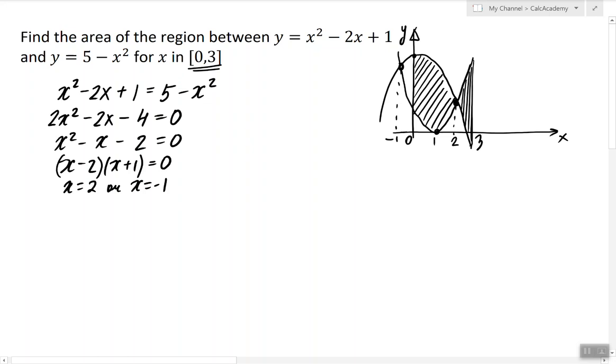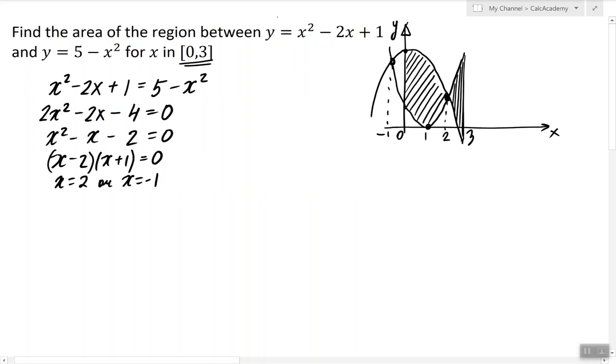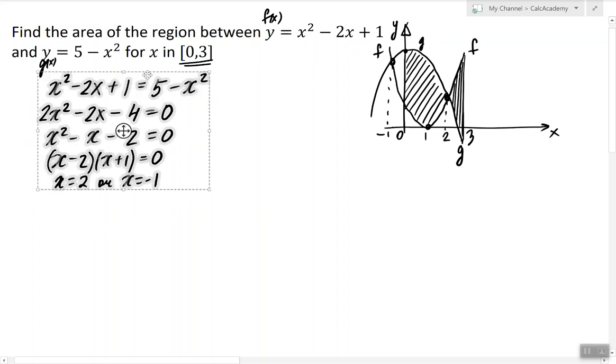from 2 to 3. So if we label our functions like this, the first quadratic function, if we call it f of x, then this is my f of x. And if we call this function g of x, then this is g of x. So what we notice is that on the interval from 0 to 2, g is above f. On the interval from 2 to 3, f is above g.